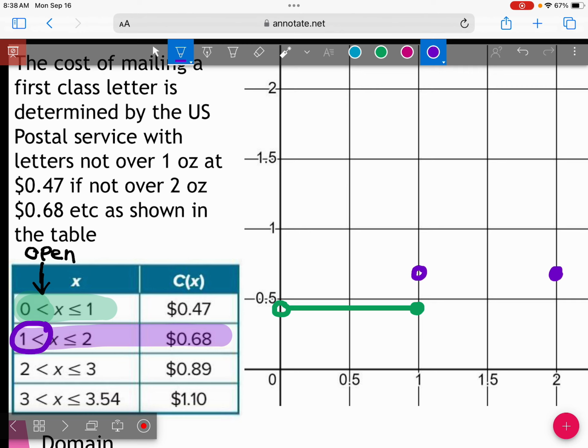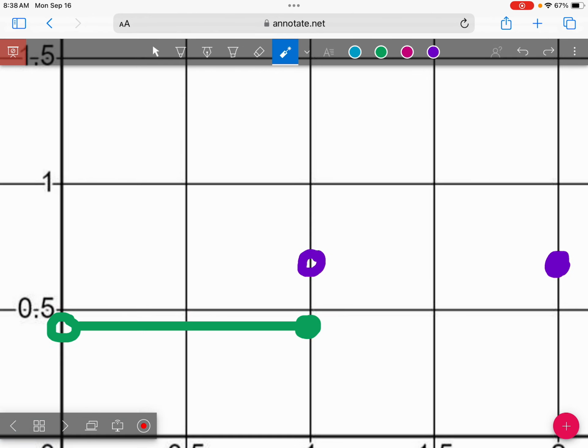So if x is between 1 and 2, it costs me 68 cents. So you could just start by putting a dot at 1, comma 68, 2, comma 68. Connect them up. We just need to pay attention to the fact that I can't equal 1 on this segment. I can get real close, but I cannot equal it. If it is between 1 and 2, they're going to charge me my 0.68. If it is between 0 and 1, they're going to charge me 47 cents.